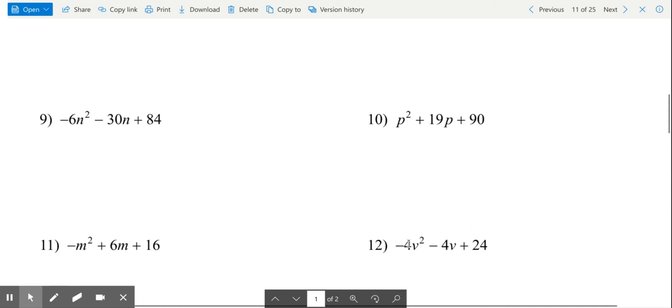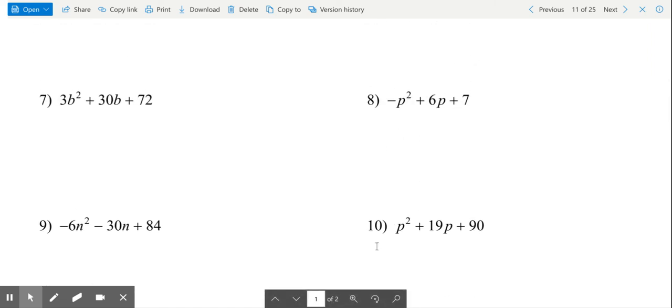So with trinomials like this, this would be straight factoring, because this is 1. 9 times 10 equals 90, and 9 plus 10 equals 19. So 9 and 10 are my factors. So this would just be simple factoring. I don't have to do any special tricks.